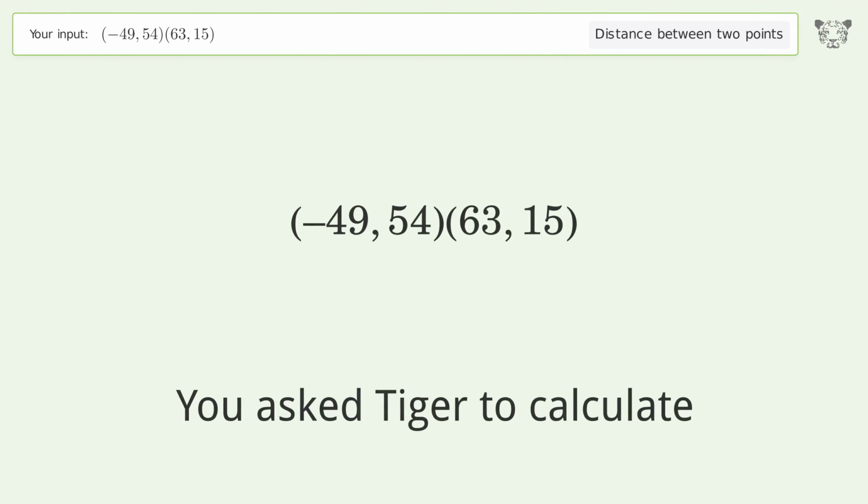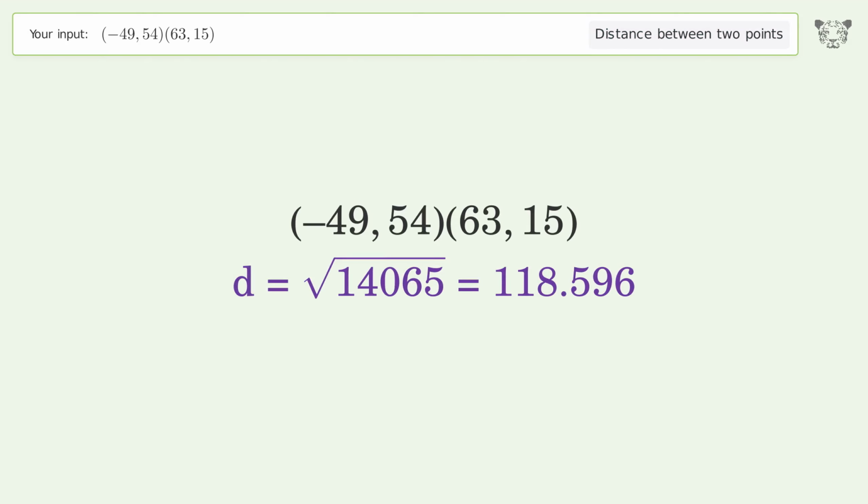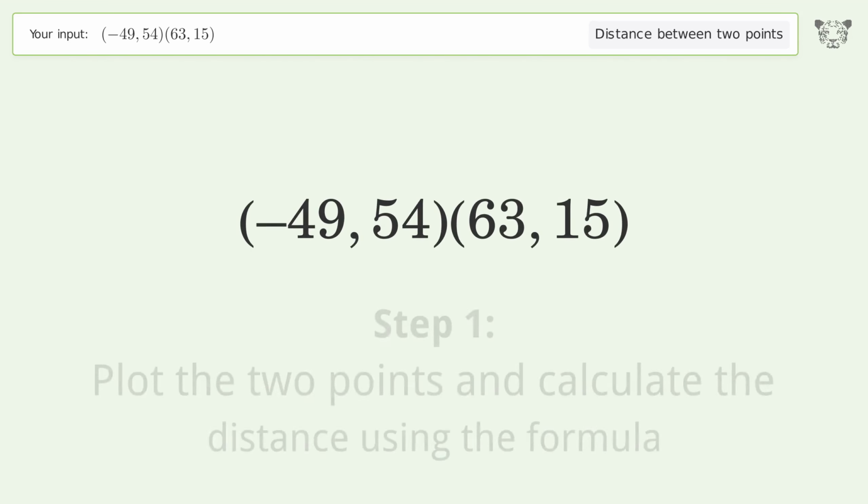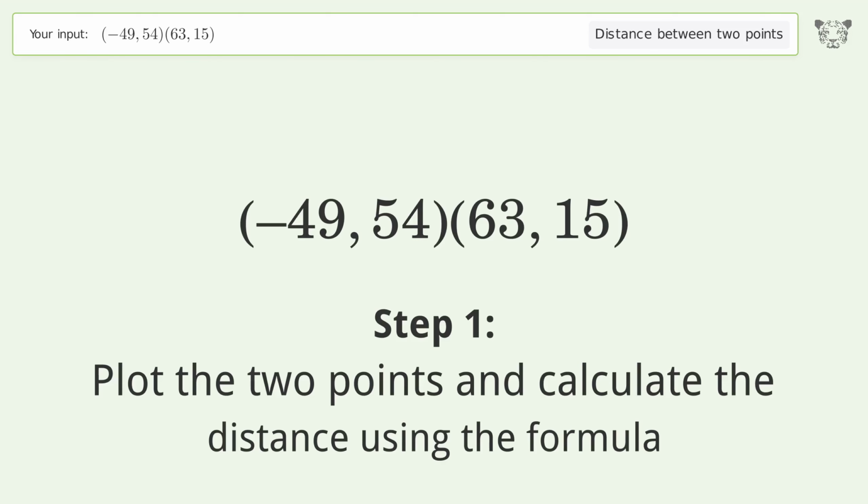You ask Tiger to calculate. This deals with the distance between 2 points. The distance between the 2 points is the square root of 14,065 or 118.596. Let's solve it step by step. Plot the 2 points and calculate the distance using the formula.